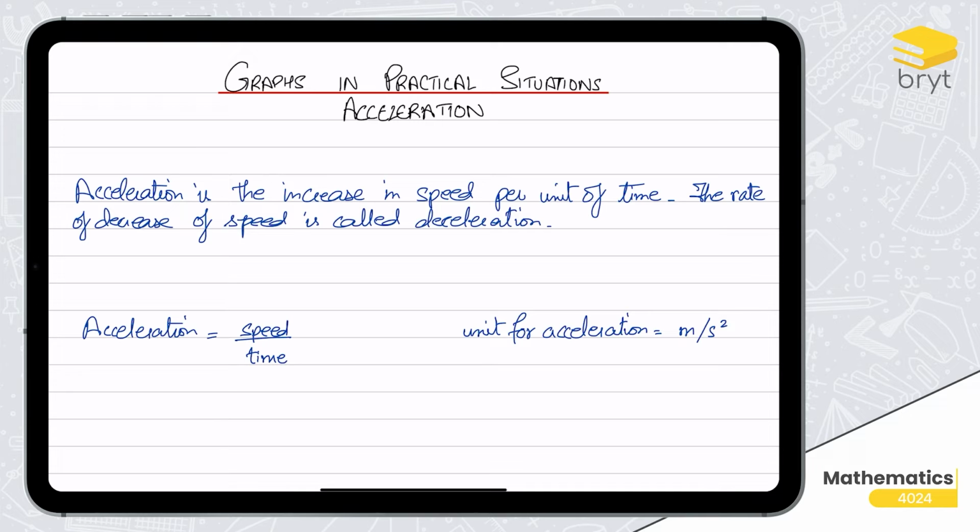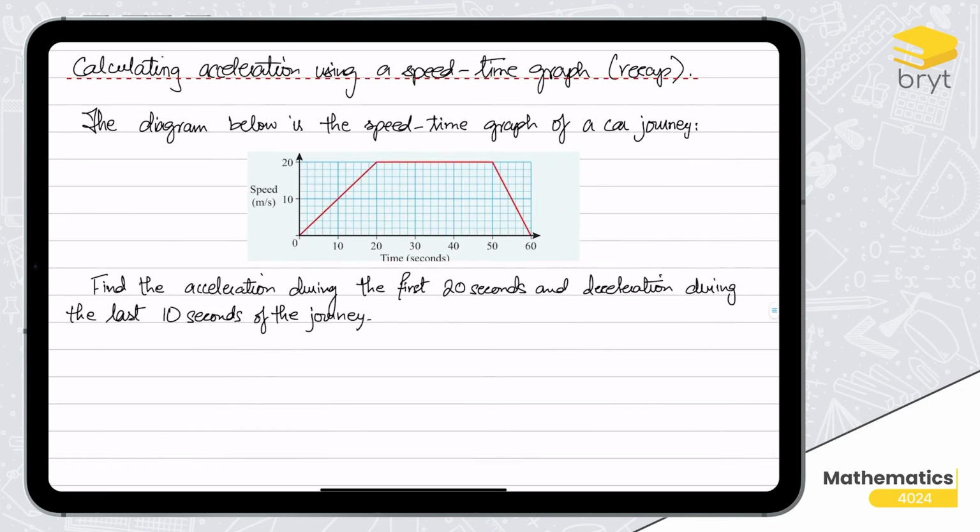So let's move forward to how to calculate acceleration from a speed time graph, which is something we briefly discussed in our previous video where I covered speed time graphs. But let's do a bit of a recap. In this diagram, we have a speed time graph of a car journey where it's increasing its speed, reaching a constant speed, and then slowing down. Using this graph, we need to calculate the acceleration during the first 20 seconds and the deceleration during the last 10 seconds of the journey.